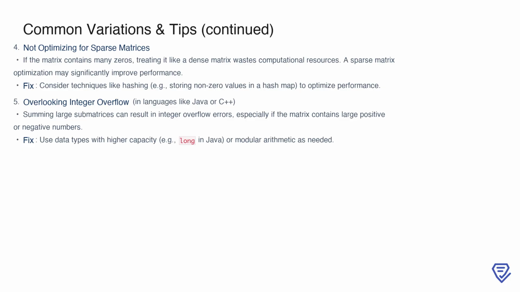Another common issue, particularly in languages like Java or C++, is overlooking integer overflow. When summing large submatrices, the result could exceed the maximum allowable value for standard integer types, especially if the matrix contains very large positive or negative numbers. To prevent this, you can use data types with higher capacity, such as long in Java, or implement modular arithmetic where necessary. These adjustments help ensure your solution is both efficient and robust.